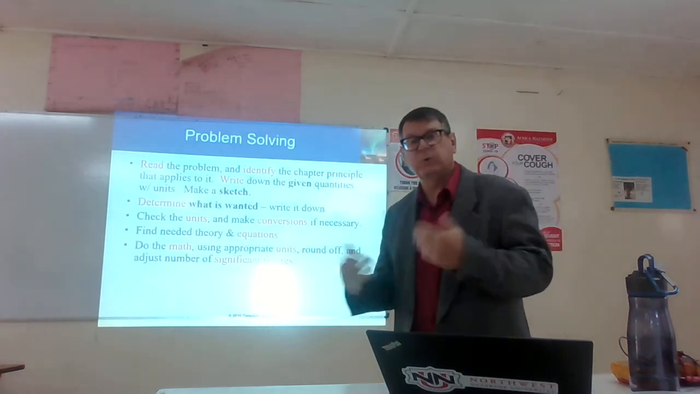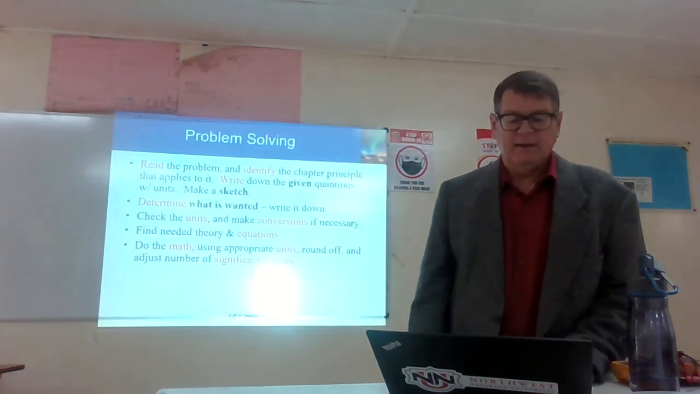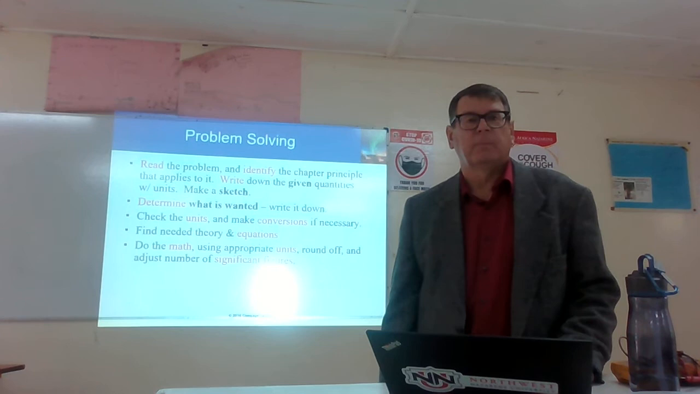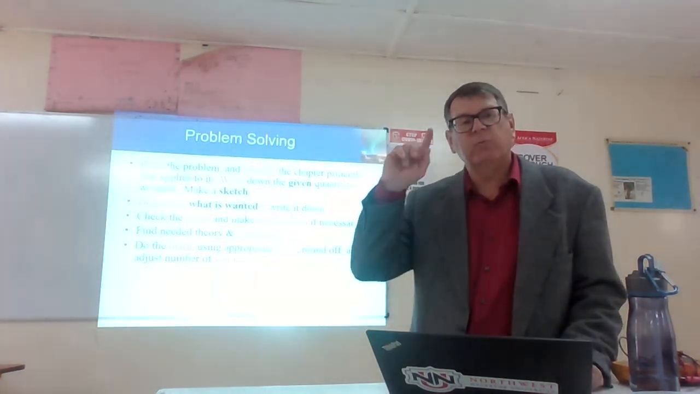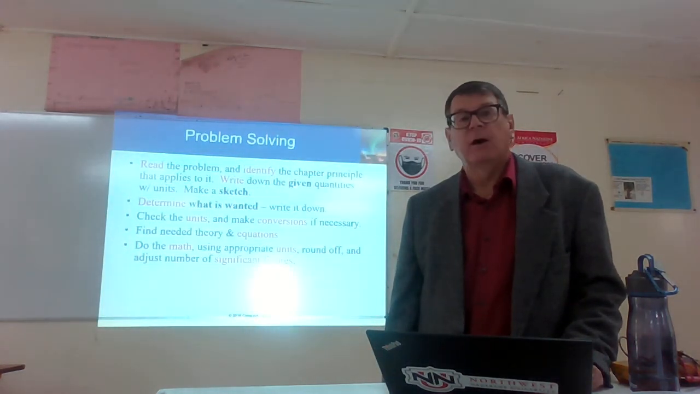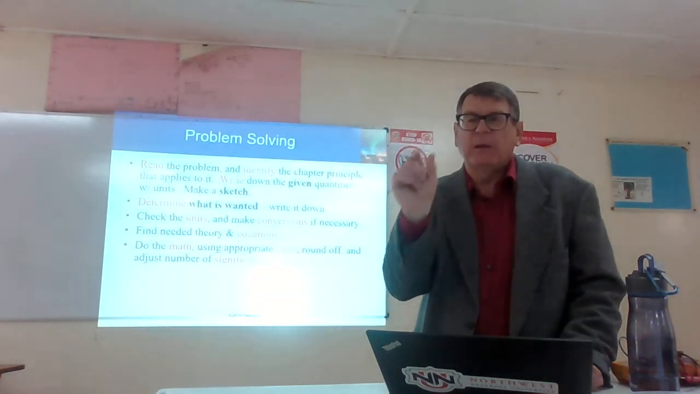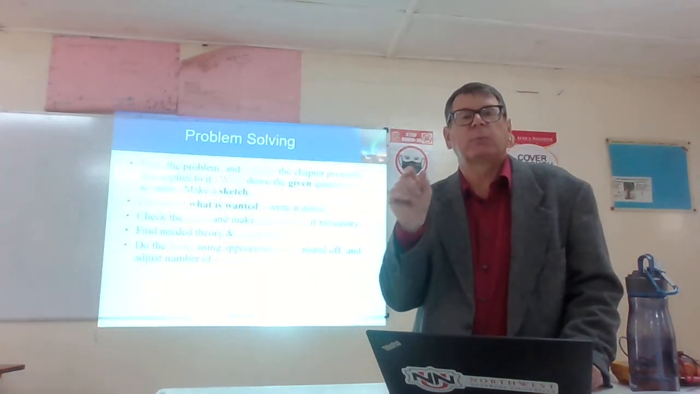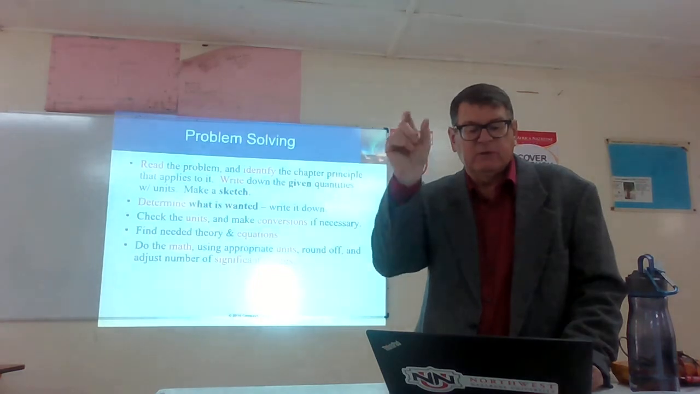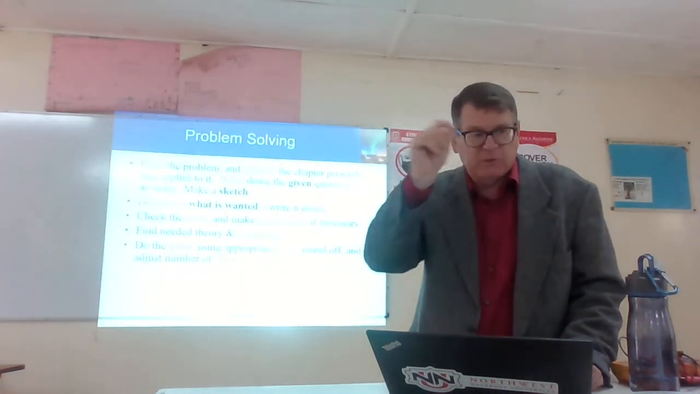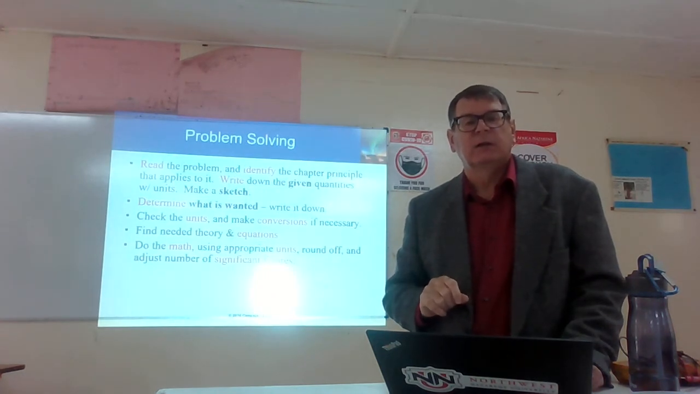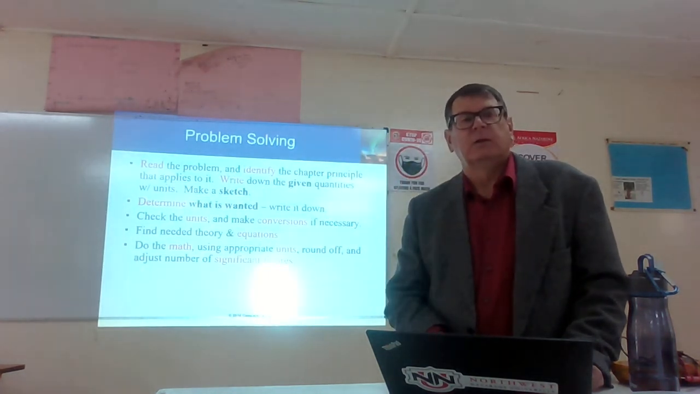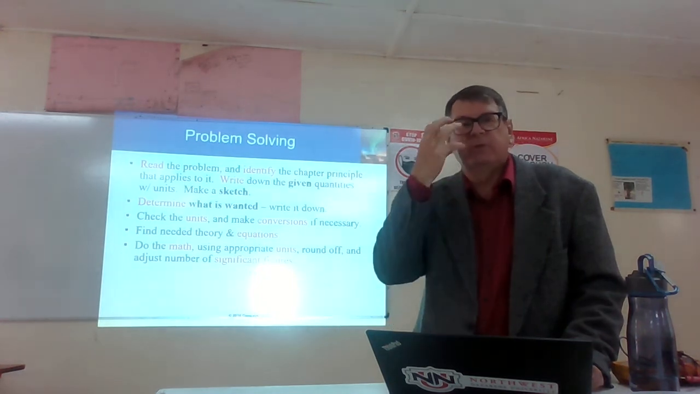So the first thing you do is you read the problem and you identify the physics principle, and the first thing you write down on your paper are what are called the givens. What pieces of information are given to you in the problem statement? The givens. You write them down, the numbers and the units for each given. And you probably need to make a sketch of the problem, to be able to visualize it.